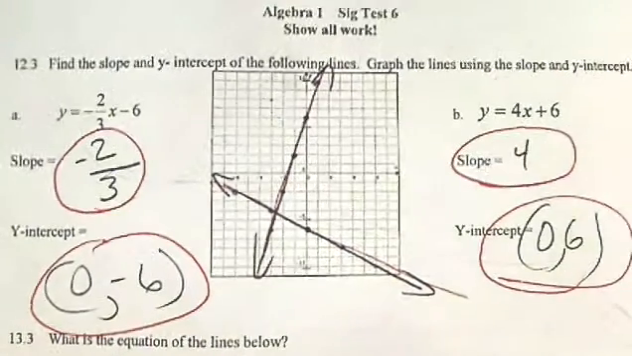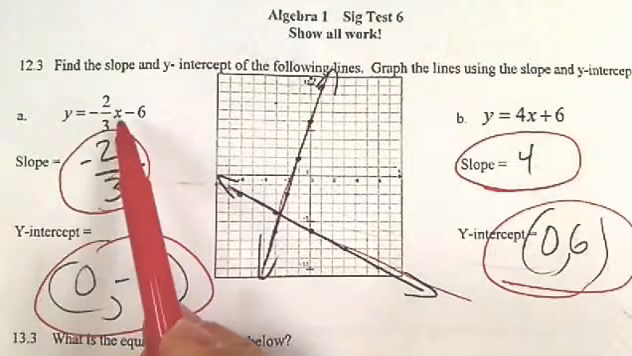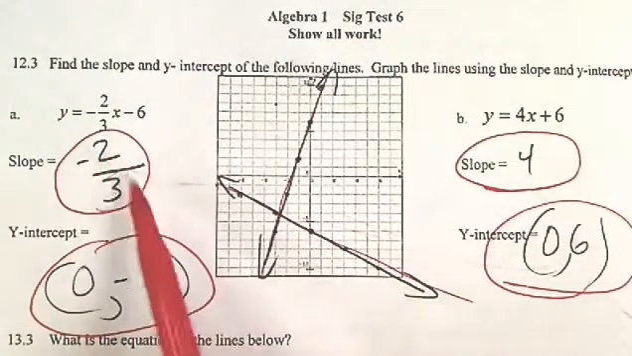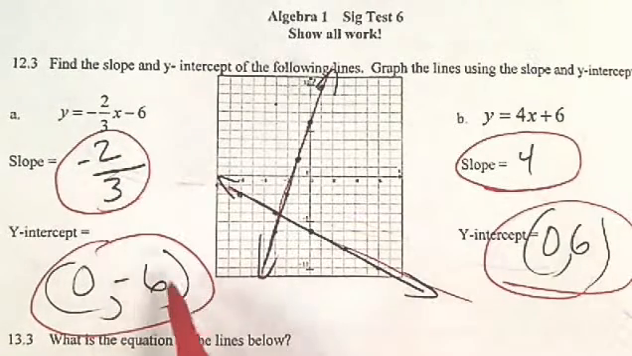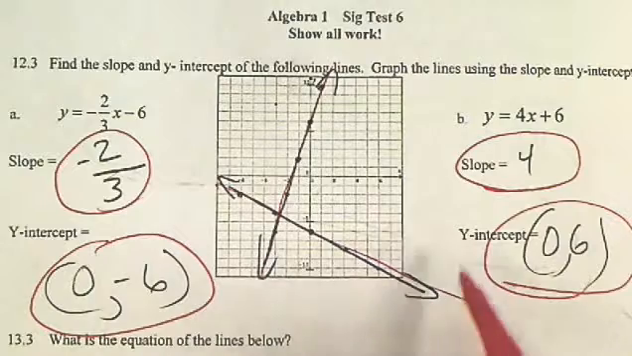Alright, here's our sixth test. I'm just looking for the slope. So the slope is the number that's in front of the x. We call that a coefficient. And the y-intercept's the number that's by itself, the constant one. So that's the -6, but I want it as a point.